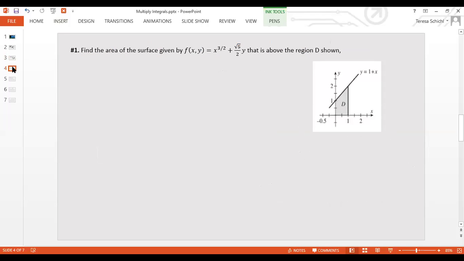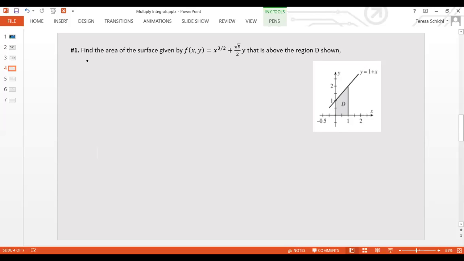Okay, so first I want to find the area of the surface z equal to 3/2 x^(3/2) plus the square root of 5/2 times y, above this region here. Okay, so this is my region D, right?